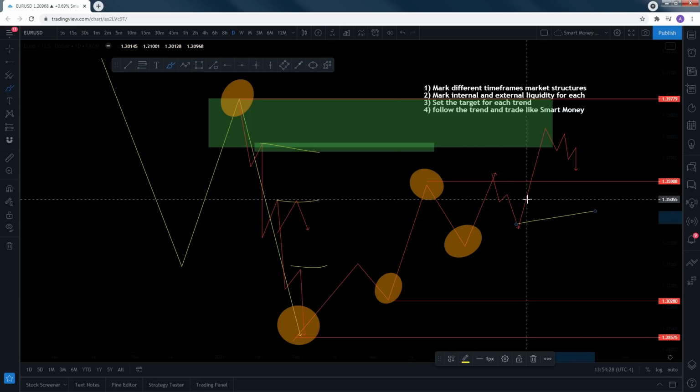So set the targets, mark your liquidity, mark your structural points, and you're going to be much more profitable than before.